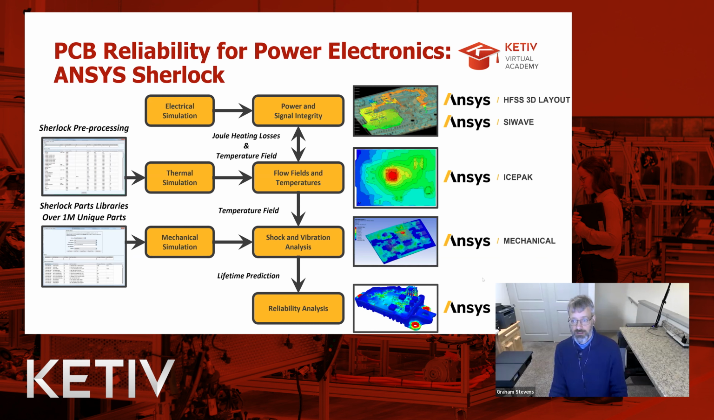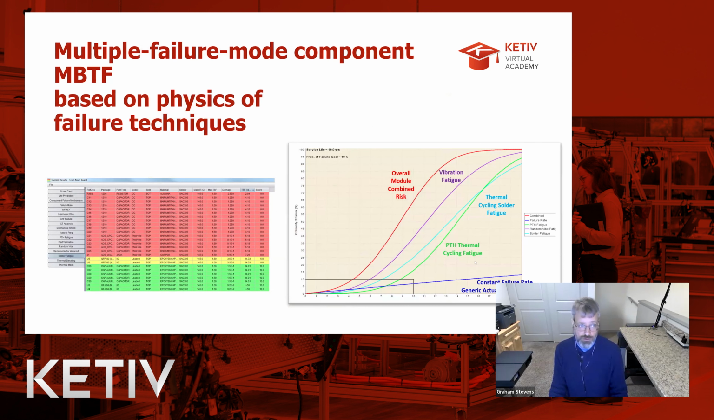And so that's where Sherlock is used. So Sherlock, as I mentioned, allows you to estimate mean time between failure for each individual component. So you can identify which components might be at risk or an issue, and then focus on those and do more design in that area to reduce your risk.